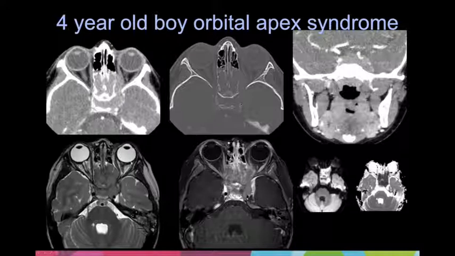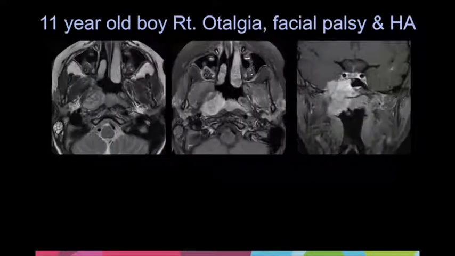MRI demonstrates hypo-intense T2 signal consistent with a cellular tumor, mild contrast enhancement. MRI better demonstrates the cavernous sinus extension, and there's diffusion restriction. Differential diagnosis in this patient with Burkitt lymphoma would certainly include rhabdomyosarcoma and much less likely metastatic neuroblastoma.